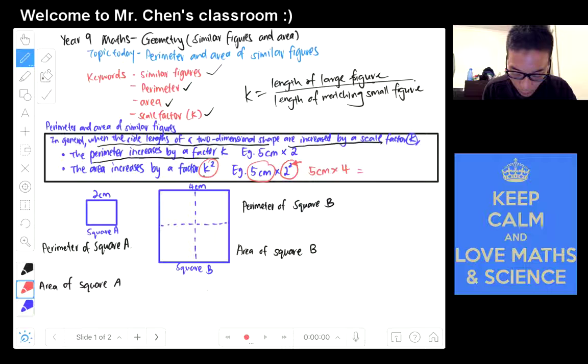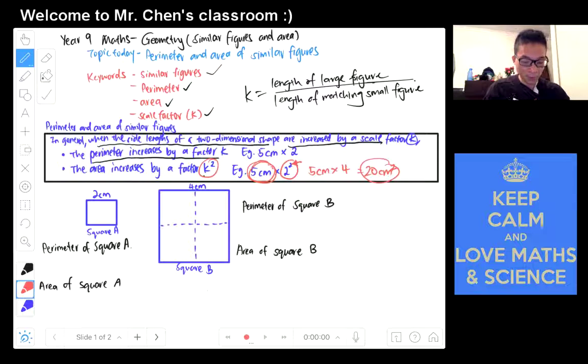So that means if the area of the small original figure is 5, the area for the enlarged figure will be 20 centimeters squared. Squared, because the area is squared up.